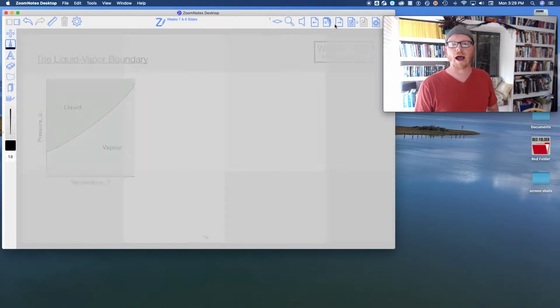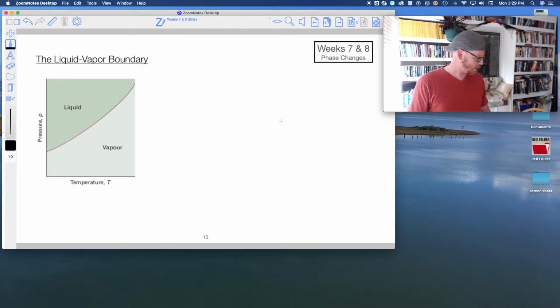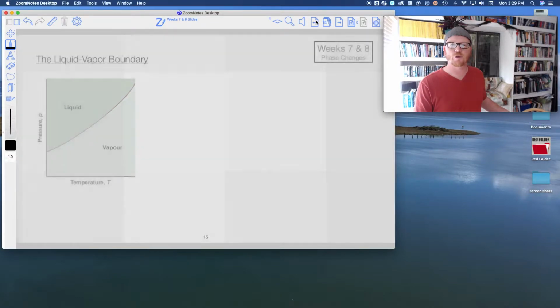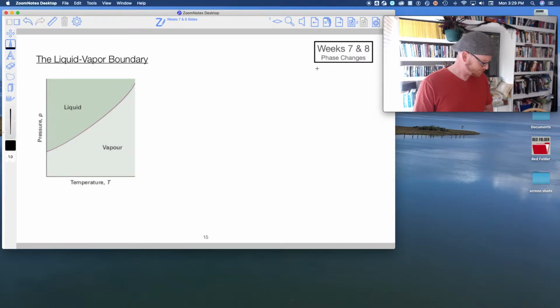So now what about the liquid vapor boundary? Okay. A few things. Let's see, how much space did I give myself? Yeah, a few things on the liquid vapor boundary. No, you know what? I'm not going to worry about that too much. I just want to get into the derivation.